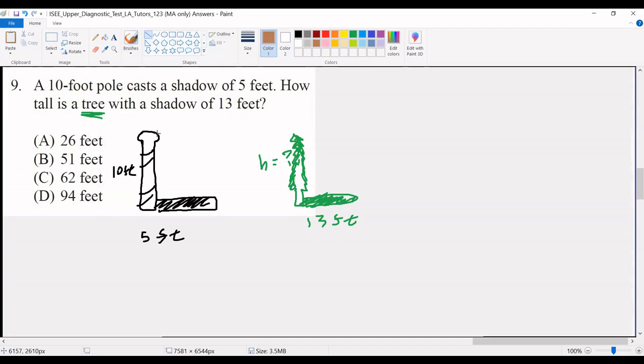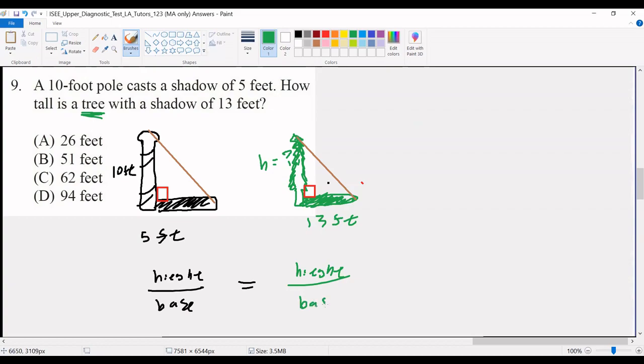So if you look at this, this really looks like a similar triangle problem. So what we have actually is 2 similar right triangles. So this is great. We can set up a proportion now of the height over the base compared to the height of the tree and the base of the shadow the tree creates. So we're going to take this proportion and start substituting in our values. So we have 10 feet over 5 feet is equal to our unknown height h over 13.